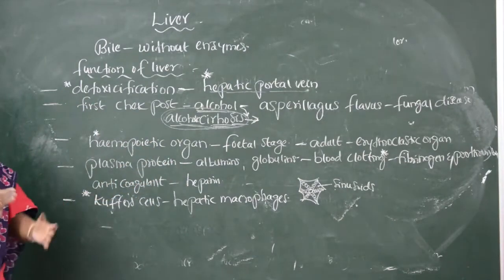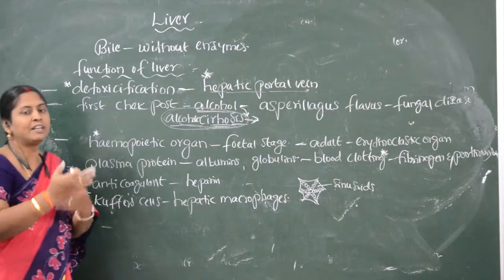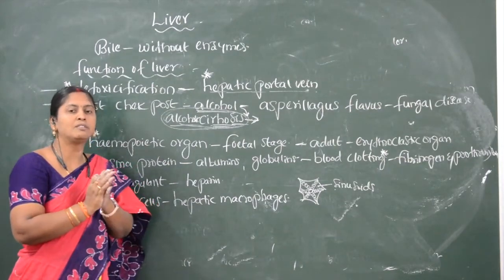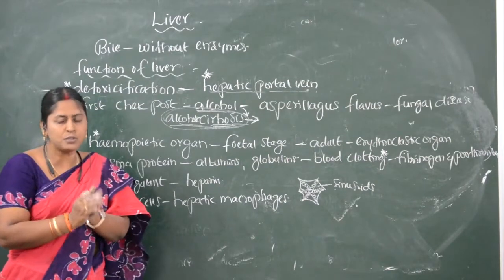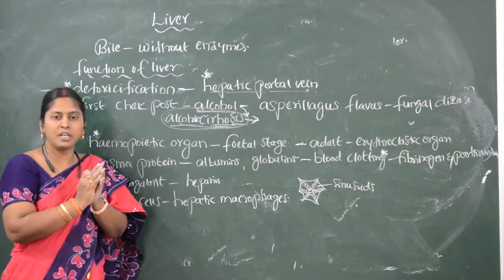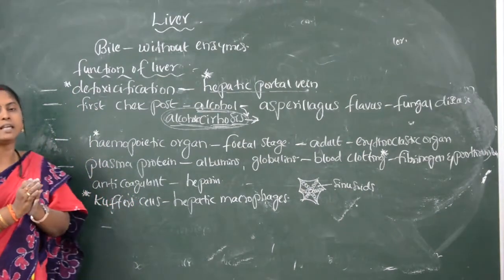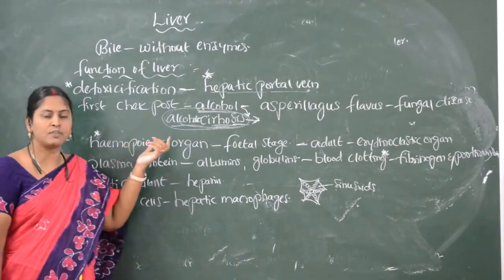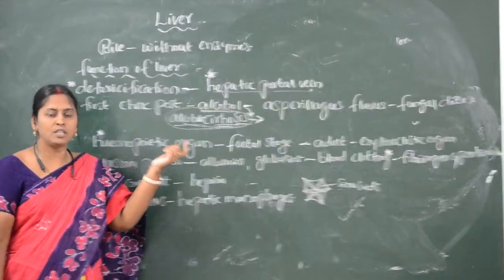These are the functions of the liver. Once again, we will recall, children, what the functions of the liver are. The main and foremost function of the liver is that it secretes bile juice. Bile juice is yellowish green in color. Per day, half a liter to 1 liter of bile juice is produced from the liver.